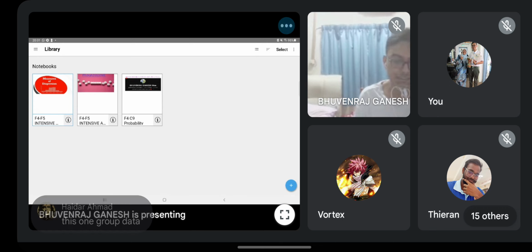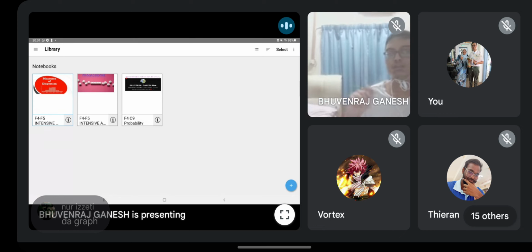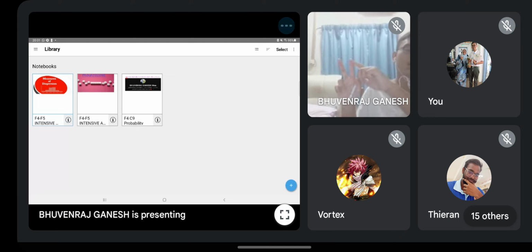What's the difference? Yes, yang ni data terkumpul, group data. Graph also. Graph, yang form 4 kamu tak lukis graph. Hanya box plot. Okay, lukis yang tu sahaja. But over here, in form 5, kamu kena tahu tiga jenis graph. Histogram, ogive, frequency polygon. Of course, got lebih daripada yang tu lah. You can combine a few graphs, but we'll see that later.